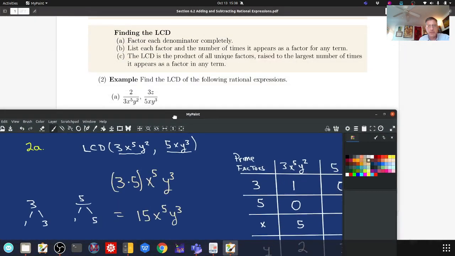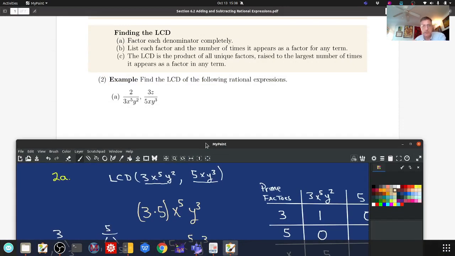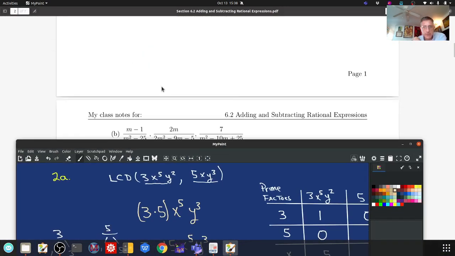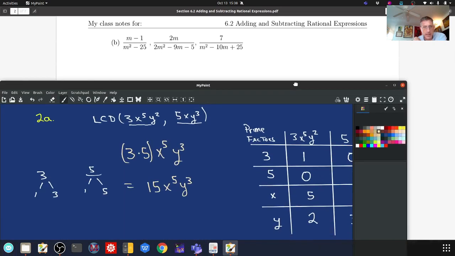So let's do the same thing again with another example. We're ready to go on to, well, there is another example. It's just on another page.